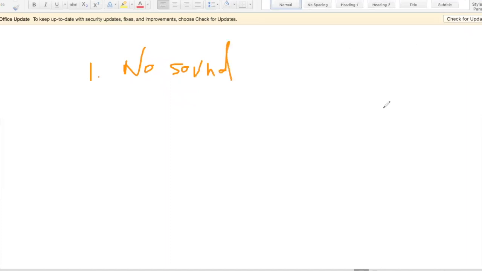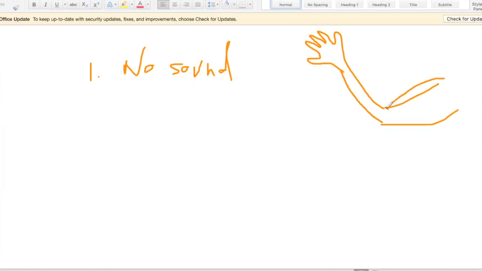Right now, the arm is like this. Here's your arm, here's your hand, your thumb, your fingers, your pinky finger. The arm is bent like this. Here's your upper arm, and here's your bicep, down there. So this is your bicep muscle.